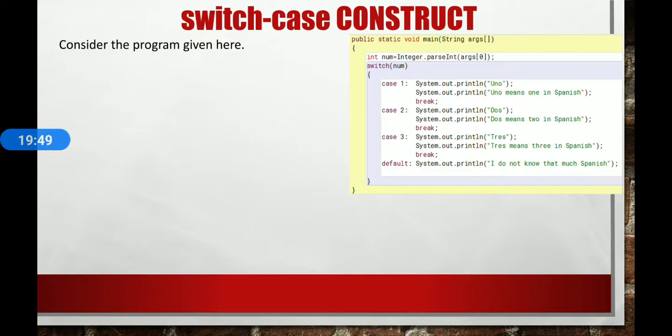If the value of num is 3, it will display "tres", which means 3 in Spanish. Then again it moves out because of break. If the value of num is other than 1, 2 and 3, it will display "I don't know that much Spanish". That is the default statement, because no case matched, so it goes to the default statement.